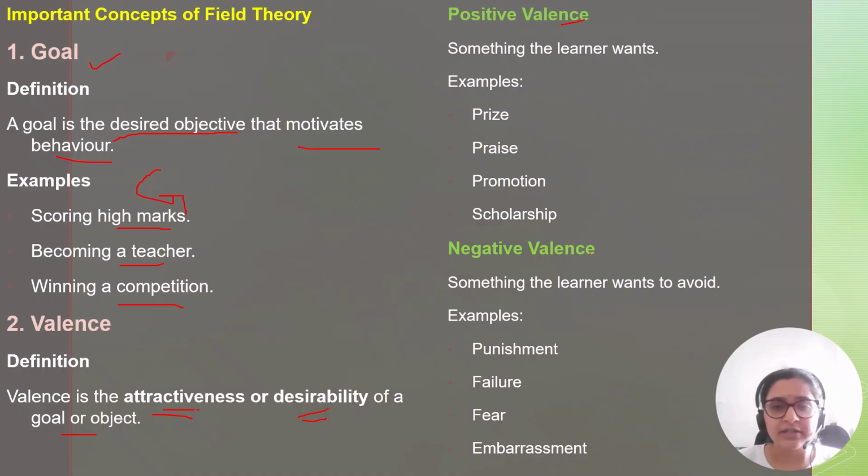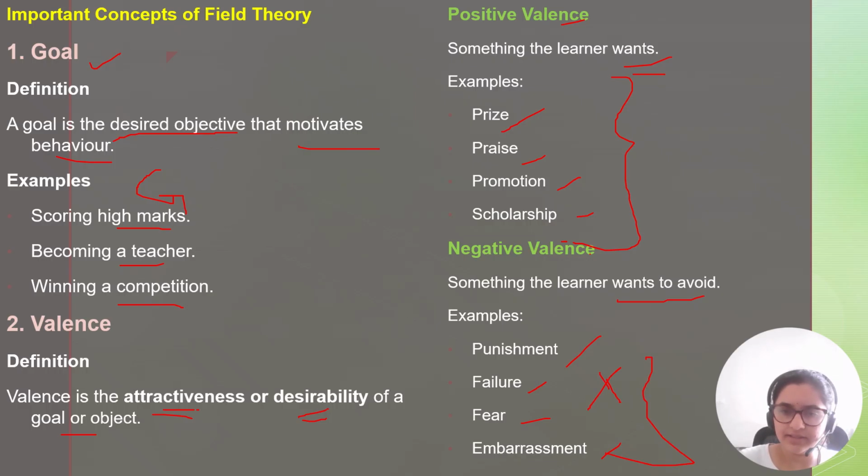Positive valence is something that a learner really wants, something that a learner is attracted to, or something that a learner desires. Example: praise, promotion, and scholarship. All these are wanted by a learner. What is negative valence? Something that a learner wants to avoid. So all these, punishment, failure, fear, embarrassment, the learner will try to avoid. So this is positive and negative valence.